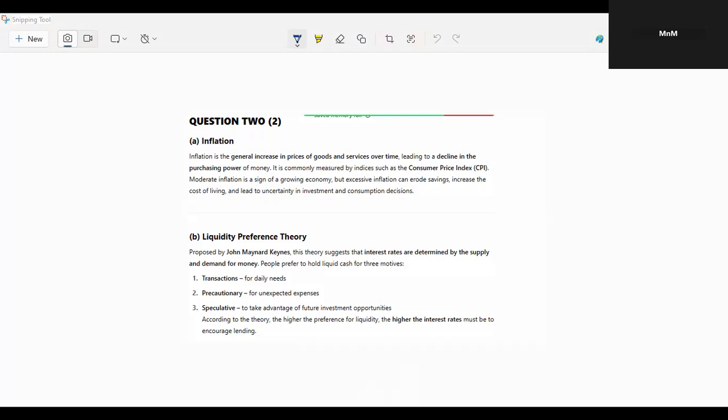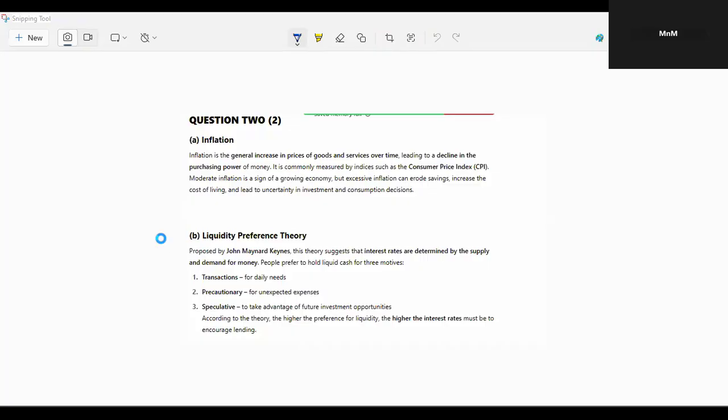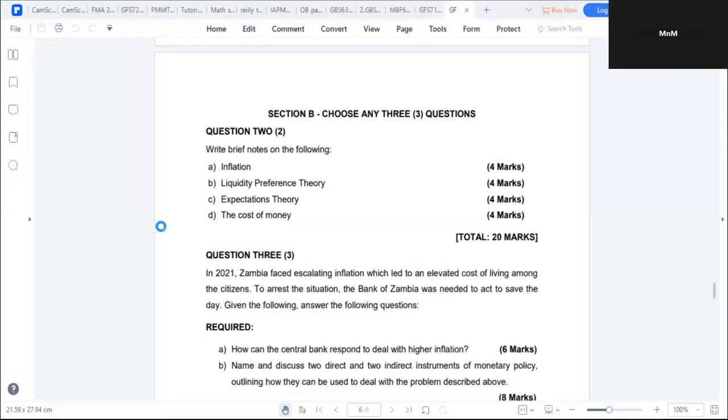Okay. So the other concept that we want to talk about is the concept of liquidity preference theory. What does this theory assert? What does it talk about? You've heard about this concept, liquidity preference theory. What does it talk about?